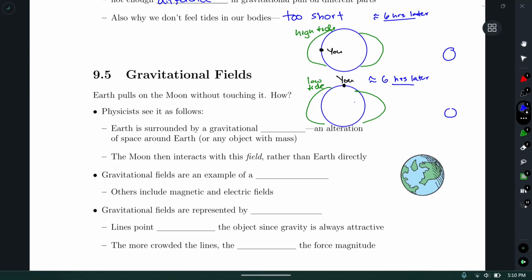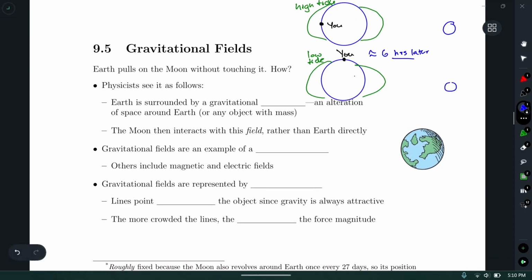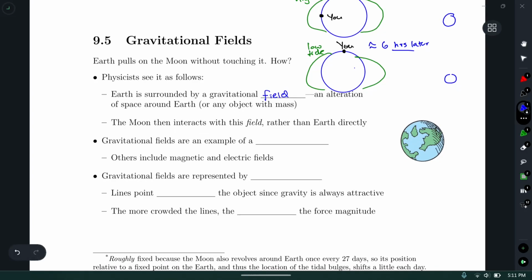So the explanation we come up with for that is that there's an intermediary, something between the Earth and the moon that sort of transfers that force. We call that thing a gravitational field. And we say that that's sort of a bed that the moon sits in that is created by the Earth. And through interaction with that bed, that is how the moon feels a gravitational force.